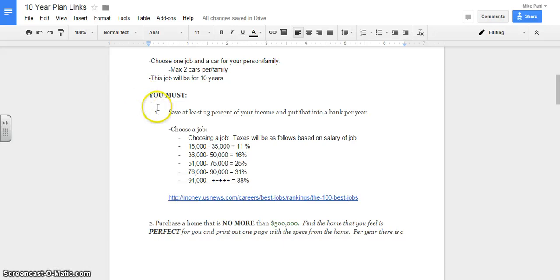If I look down here, these are the things you must have in your 10-year plan. You must save at least 23% of your income and put that into the bank per year. So if I had $70,000, I would take 23% of that and put it into the bank. Then I'm also going to take the taxes right here. Boom, 25% of that. That you have to write me a check for. So 23% will go out.